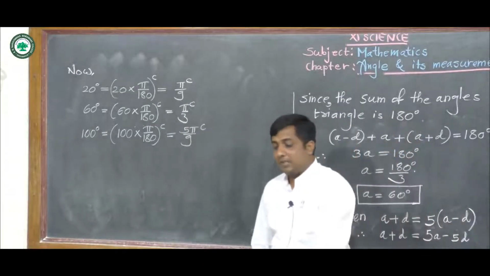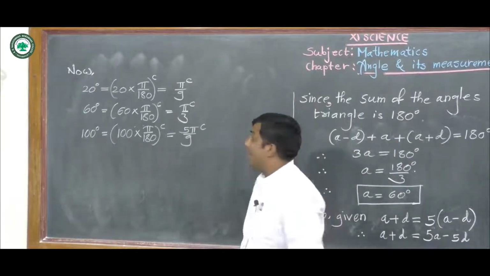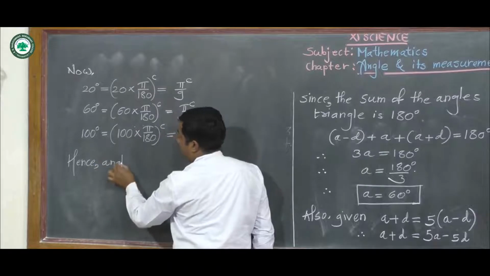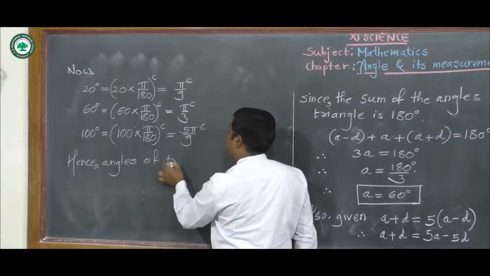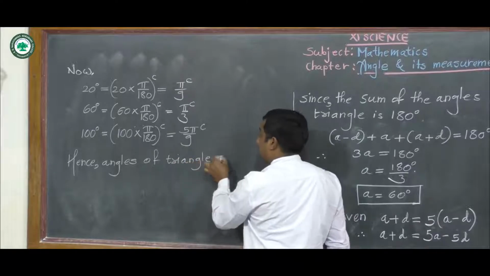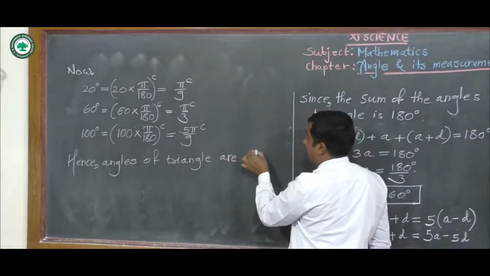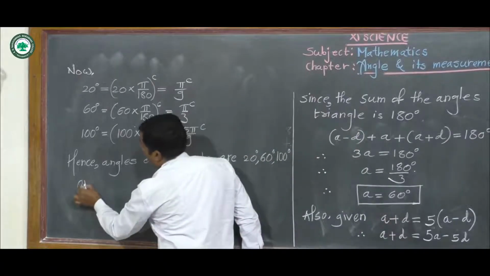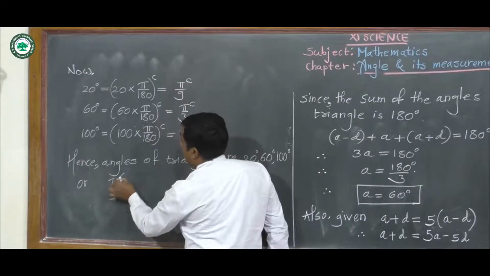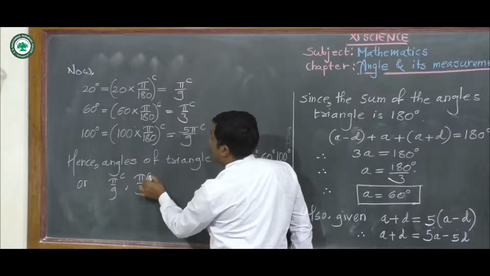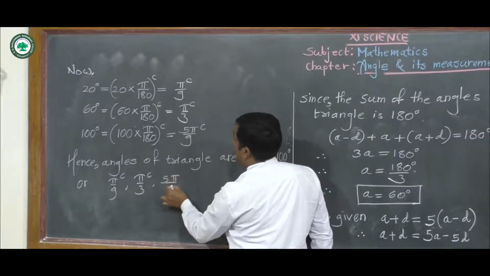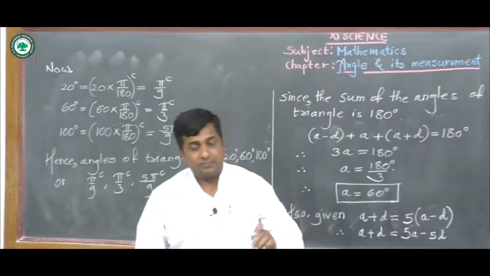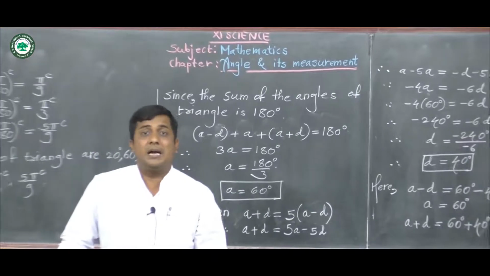So we find the measures in degrees as well as in radians. Hence, the angles of the triangle are 20 degrees, 60 degrees and 100 degrees, or in radians, pi by 9 radian, then pi by 3 radian, and in last 5 pi by 9 radian. So these are the measures of the angles in degrees as well as in radians.